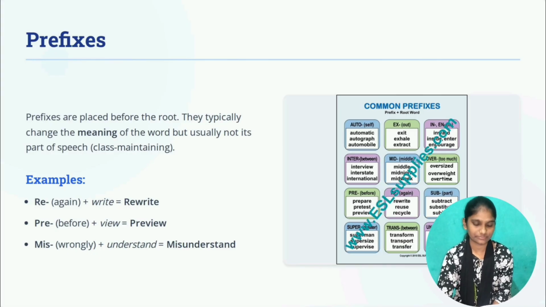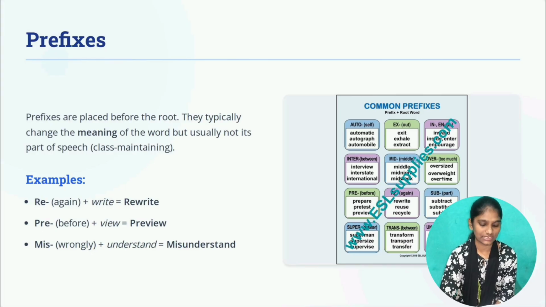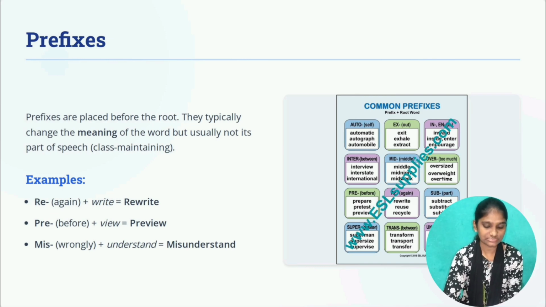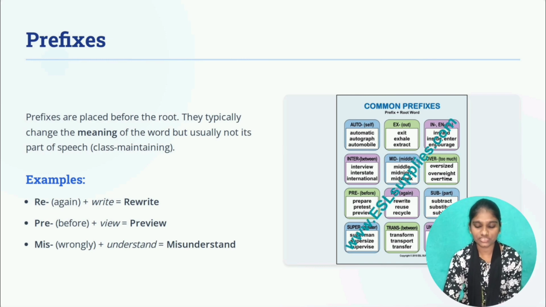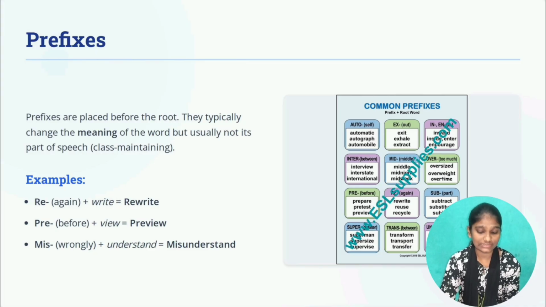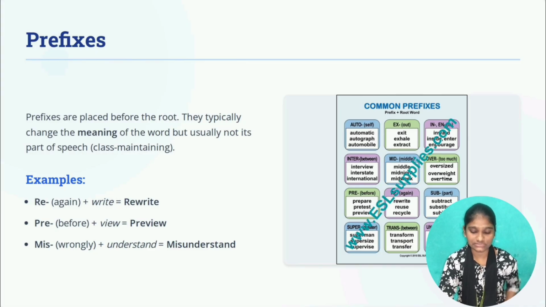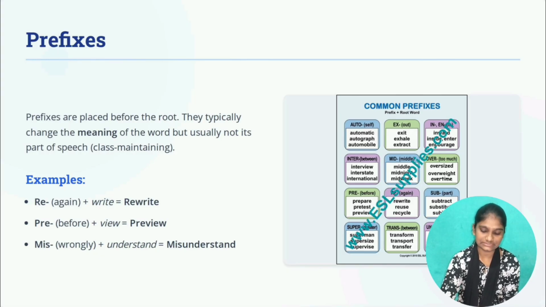Some examples for prefixes: re means again. Re plus write becomes rewrite. Another word: pre plus view becomes preview, and mis plus understand becomes misunderstand. There are other examples like automatic, autograph, automobile. Auto means self. Interview, interstate, international. Inter means between. So these are all the examples for prefixes.